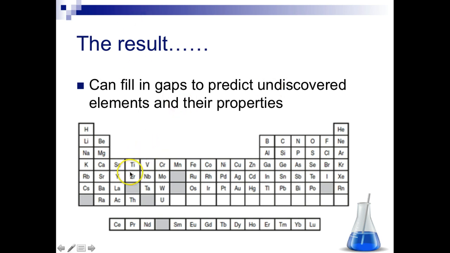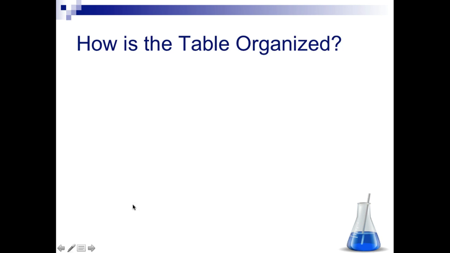So basically what we can do is when we fill in the gaps, this is an older version of the periodic table because all of these gaps actually have elements in them now, but we can predict the properties of the undiscovered elements and how they're going to behave, and based off of this grouping, what their atomic number and their mass is going to be.